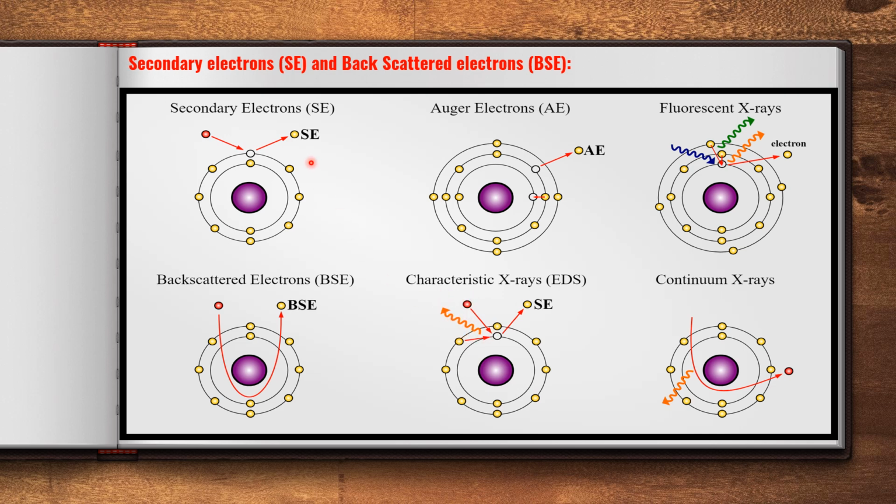Here the secondary electrons, backscattered electrons and X-rays are used to understand the sample behavior with the help of scanning electron microscopy. Other mechanisms are used for other characterization.